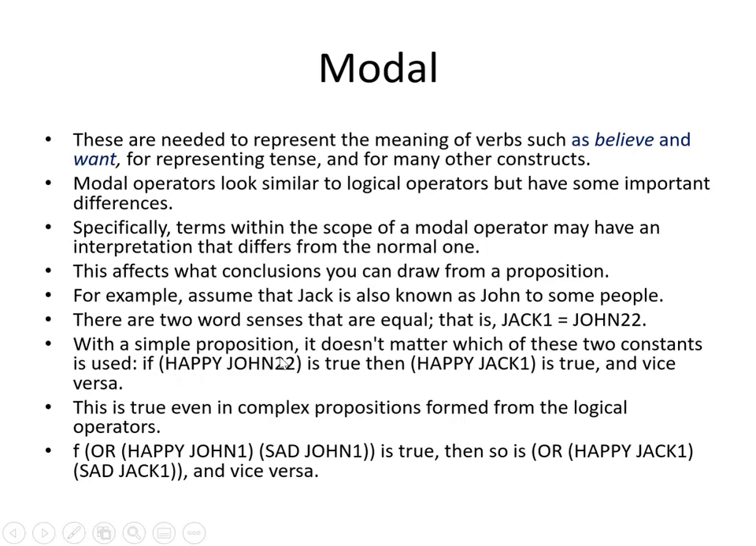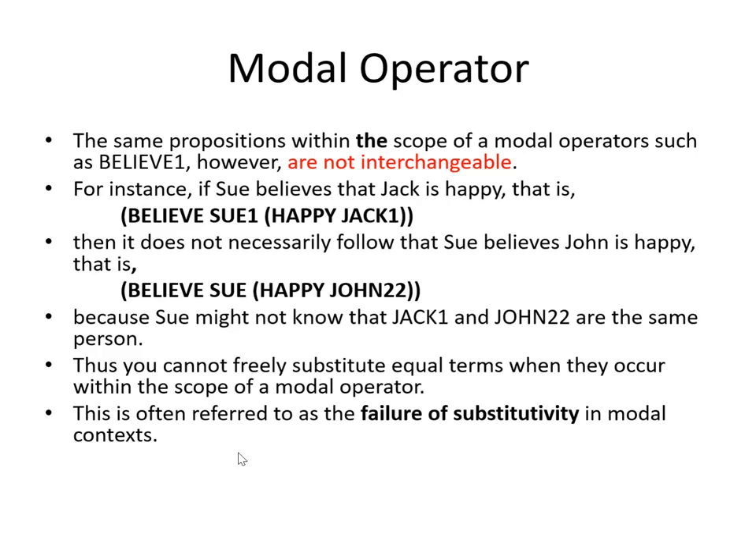But with a simple proposition, it doesn't matter which of these two constants is used. If you are saying John is happy, so happy John 22 is true, then happy Jack 1 is also true, and vice versa. This is true even in complex propositions formed from the logical operators. For example, if happy John or sad John is true, then so is happy Jack or sad Jack, because John and Jack are both the same person's name.